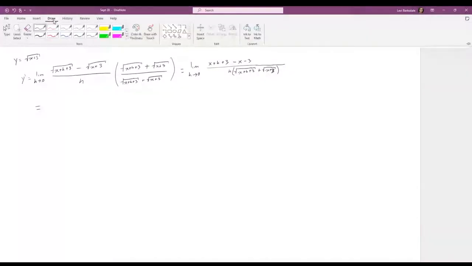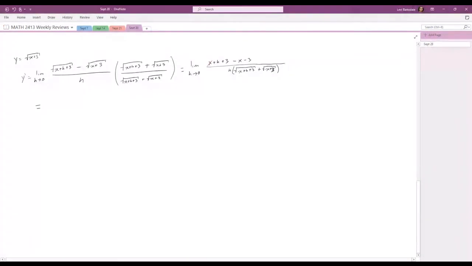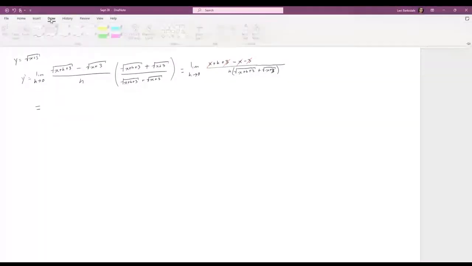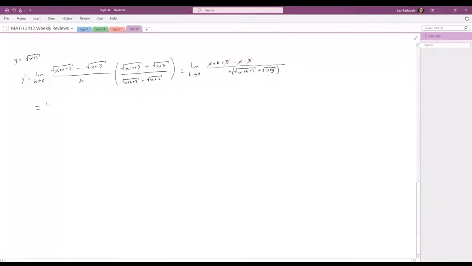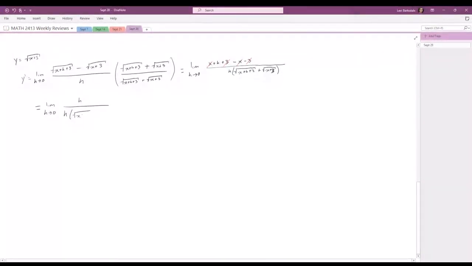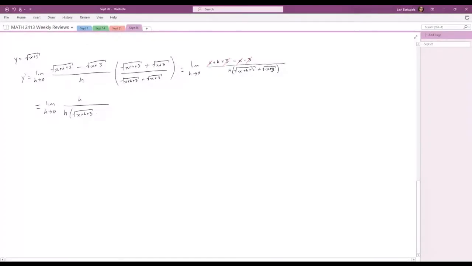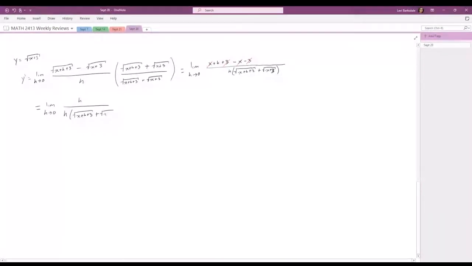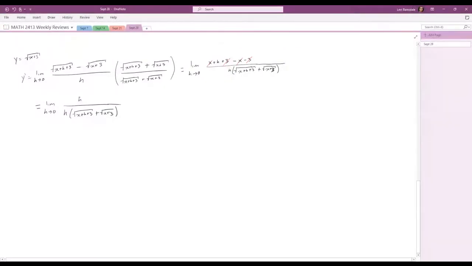Okay, I'm going to cancel what I can on top. That's going to be x and 3. And that leaves me with just an h on top, times the square root of x plus h plus 3 plus square root x plus 3. I can cancel again my h on top and bottom.